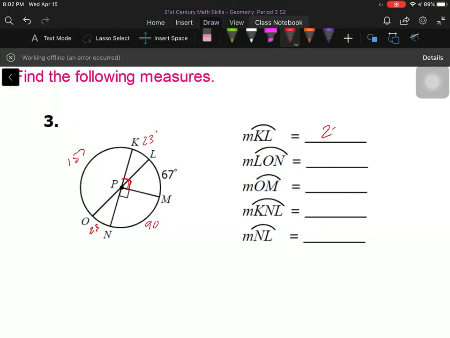So first one, KL. Oh, that's just an answer. That's 23. LON. So 180 plus 23. So that's 203. OM. 90 and 23. That's 113. KNL. KNL is 360 minus 23. So 337. NL, that's going to be 180 and 23. That's 203.